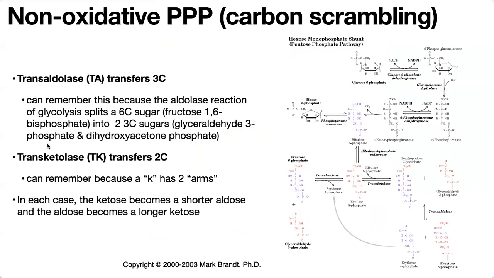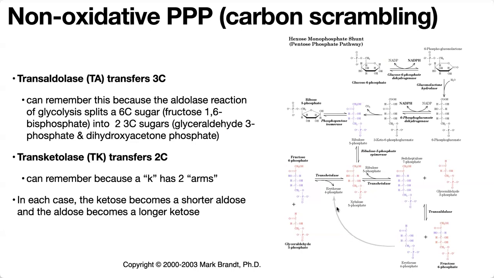Similarly, transaldolase is going to transfer 3-carbon units. They have it colored here. You can see this if we look at one of these transaldolase steps. Here we're taking sedoheptulose 7-phosphate and glyceraldehyde 3-phosphate, and we're taking the top 3 carbons from the sedoheptulose 7-phosphate and sticking them on the glyceraldehyde 3-phosphate. In this process, we're making a longer ketose and a shorter aldose. We transferred these 3 carbons over on top of here. Now this is a ketose and this is an aldose.